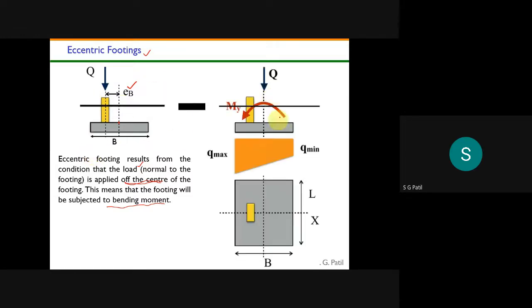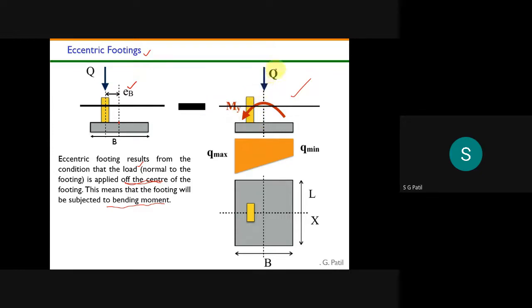The eccentric footing results from the condition that the load is normal to the footing but applied off the center of the footing. This means that the footing will be subjected to some bending moment. When your column is not exactly at the center of your footing, some bending moment comes into the picture. So this figure is equivalent to this one.